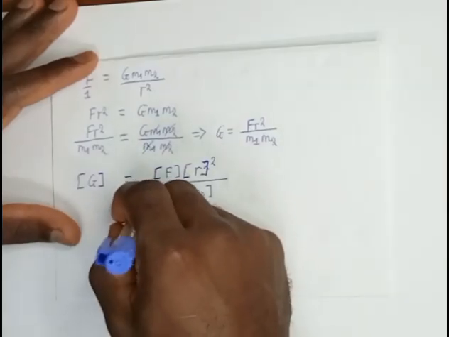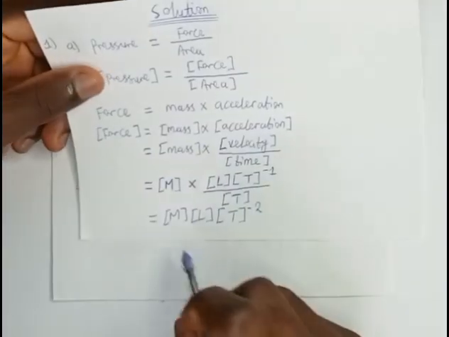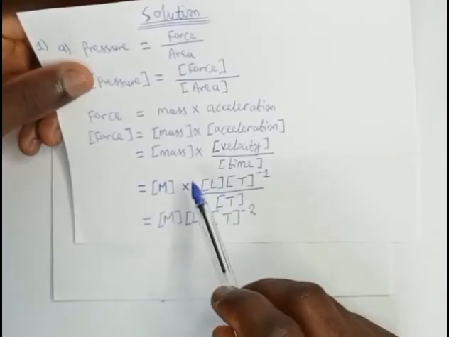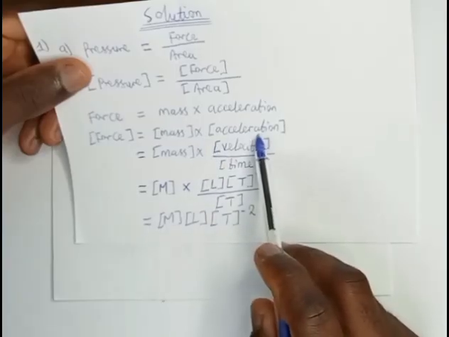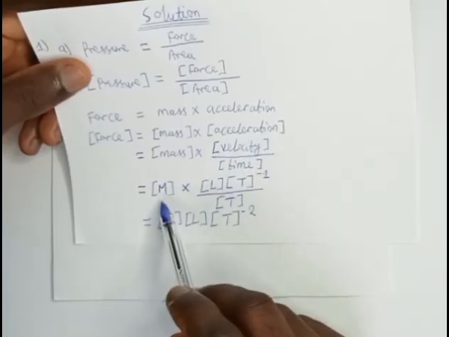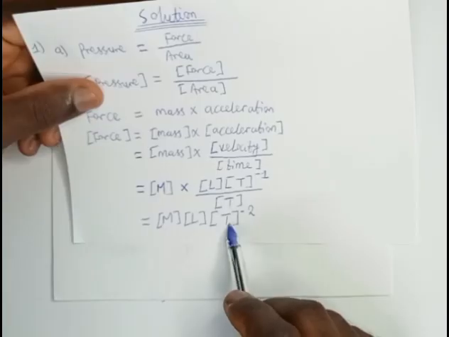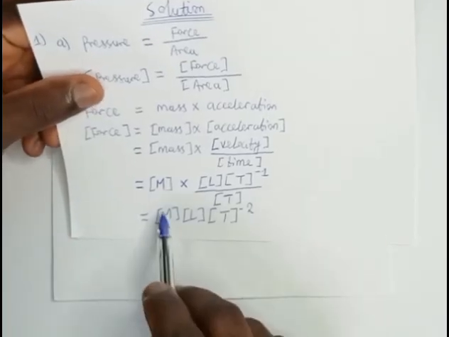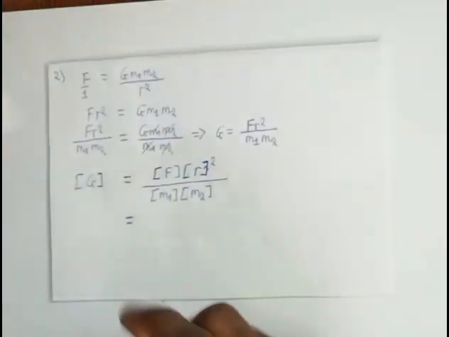This will simply be equal to, remember this is the dimension for force. Force is the same as mass times acceleration, and this will simply give you the dimension of M L T to the power negative 2. So we are going to replace the dimension of F, which is force, by this.